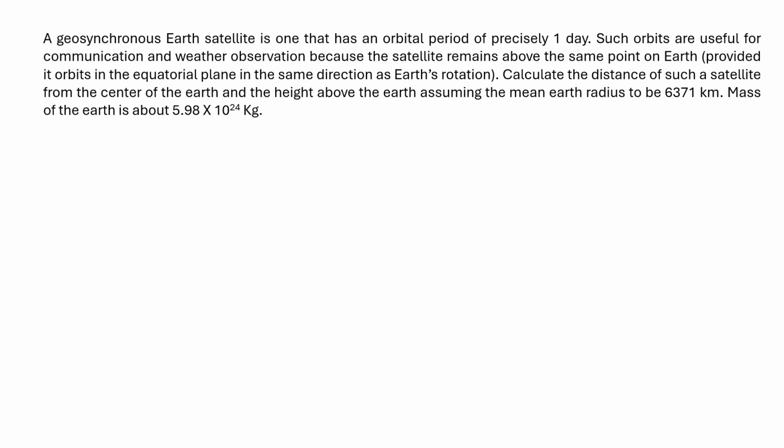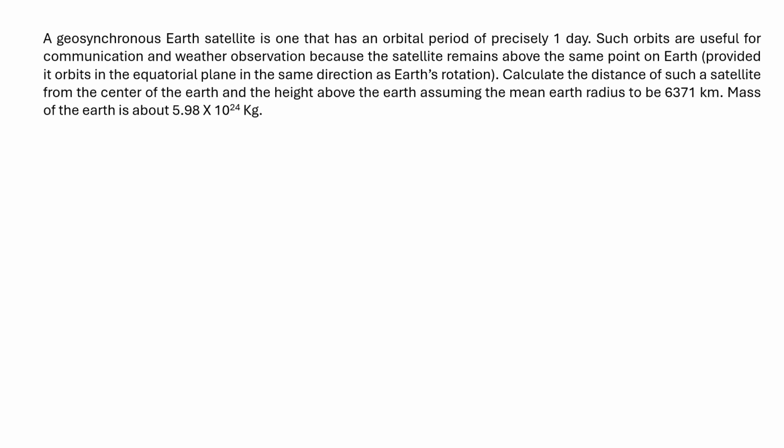A geosynchronous Earth satellite is one that has an orbital period of precisely 1 day. Such orbits are useful for communication and weather observation because the satellite remains above the same point on Earth, provided its orbit in the equatorial plane is the same direction as the Earth's rotation. Calculate the distance of such a satellite from the center of the Earth and the height above the Earth, assuming that the mean Earth radius is 6,371 kilometers. Mass of the Earth is 5.98 times 10 to the 24 kilograms.